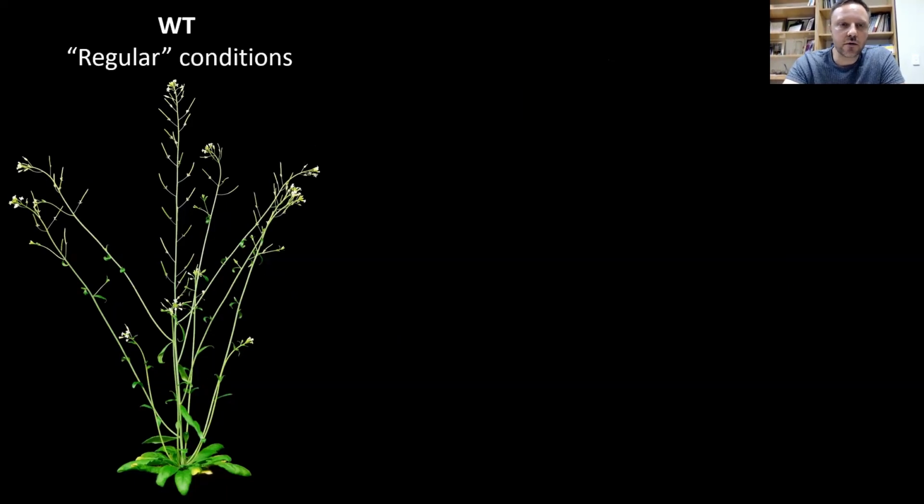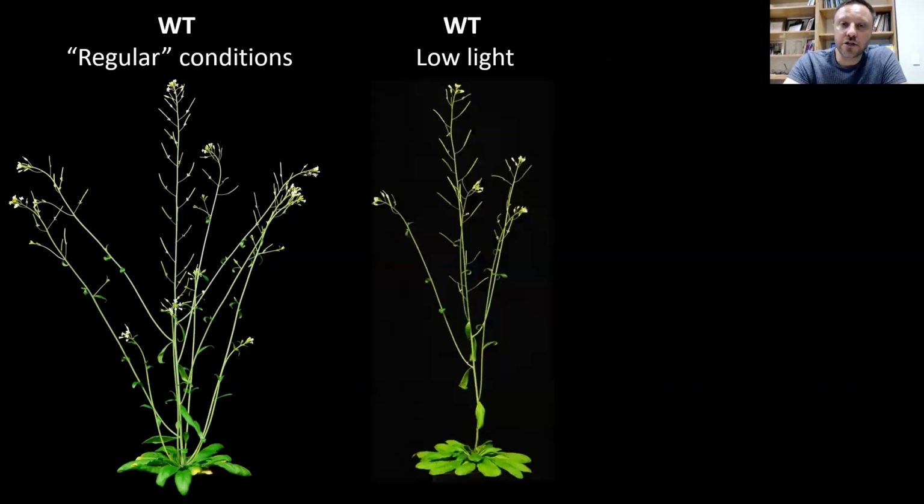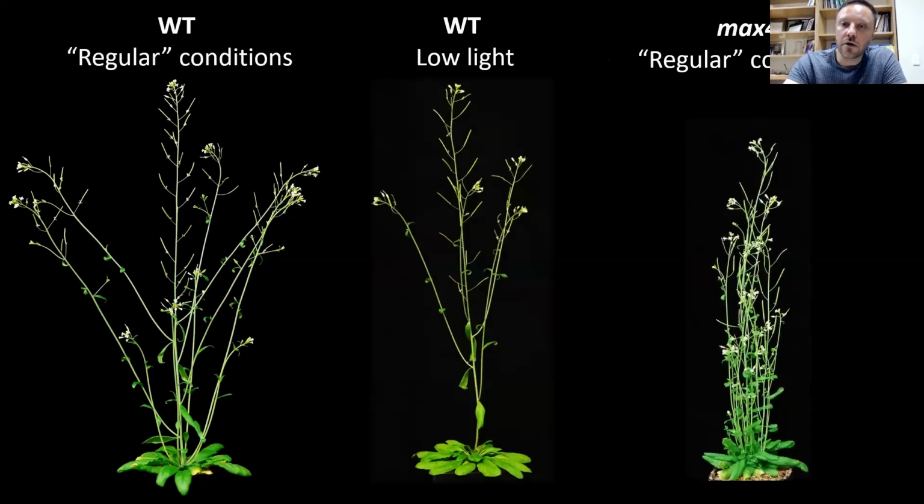So, for example, the one I've been showing has been grown in what we call the regular lab condition. So, long day and 150 microeinstein of light. But now, if I grow the same genotype under low light, I've got a quite different shoot branching architecture. Or if I mutate MAX4, which is a gene controlling strigolactone synthesis, we've got a very strong shoot branching architecture. So which shows that shoot branching is regulated by environmental and genetic factors.